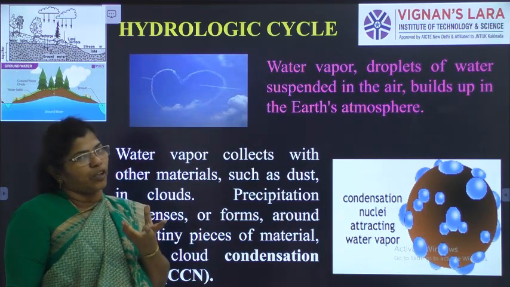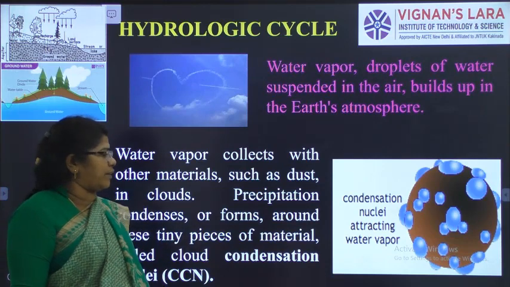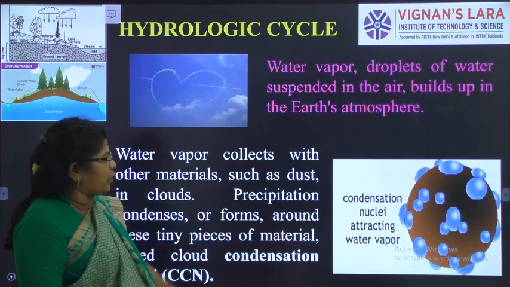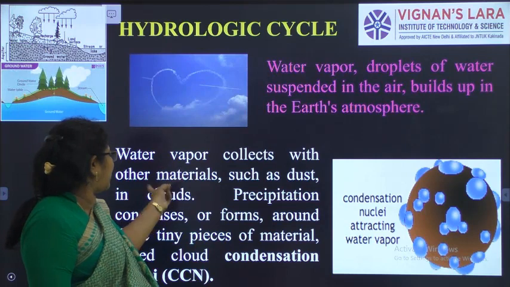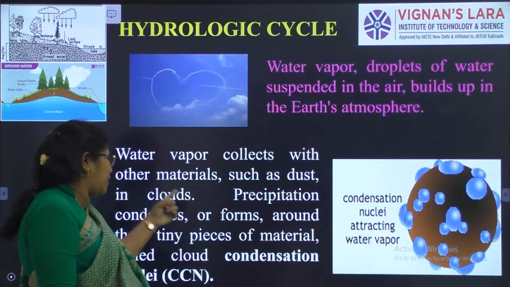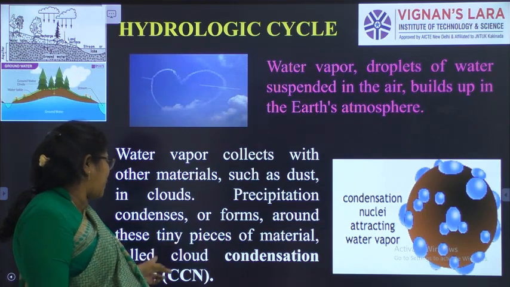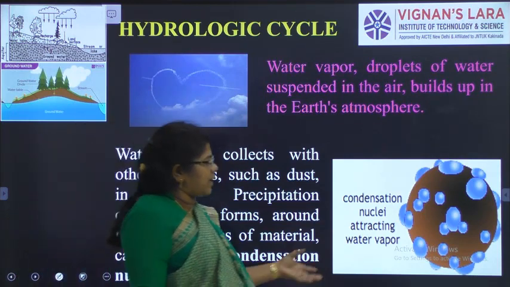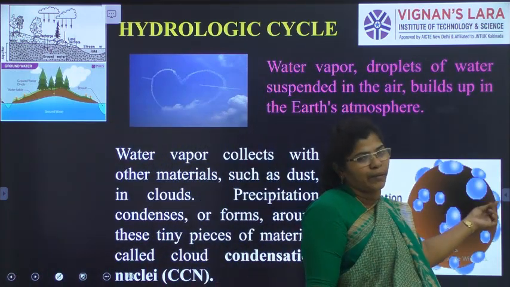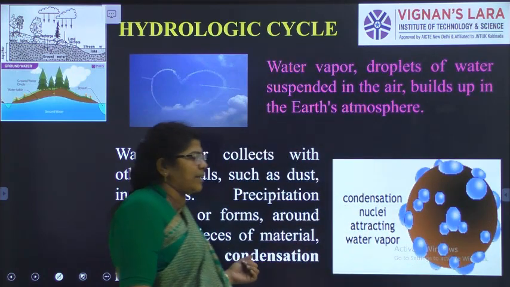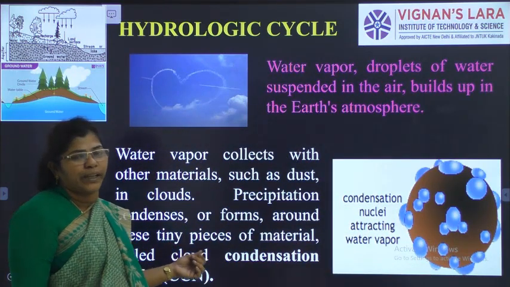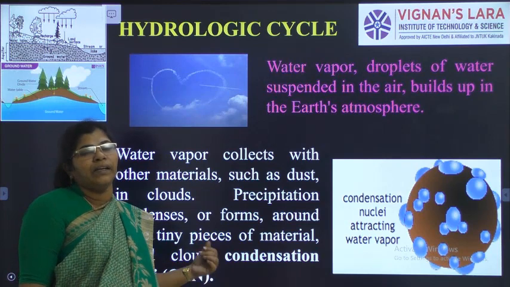Okay, you can see the water droplets in the morning as dew and other things. Condensation nuclei attract water vapor, which collects with other materials such as dust, and clouds precipitate, condense and form around these tiny pieces of material. You can see here small types of dew on the ground surface and on the trees. We can see it is due to the condensation of the water vapor.